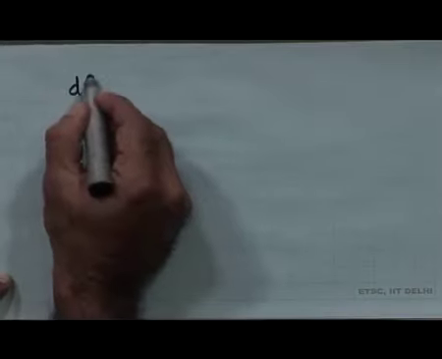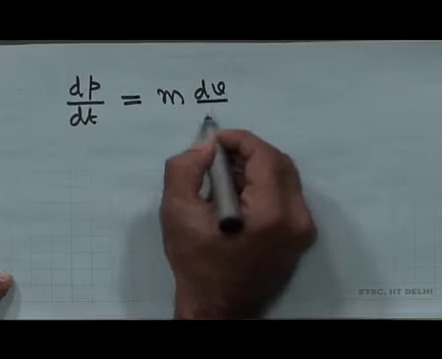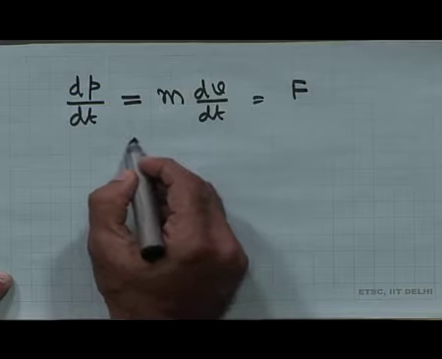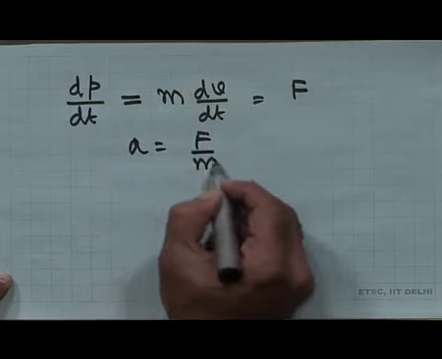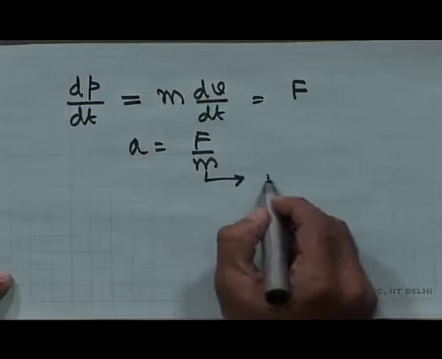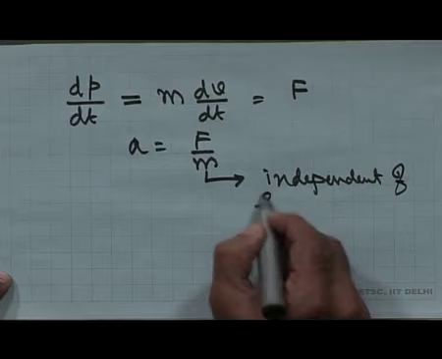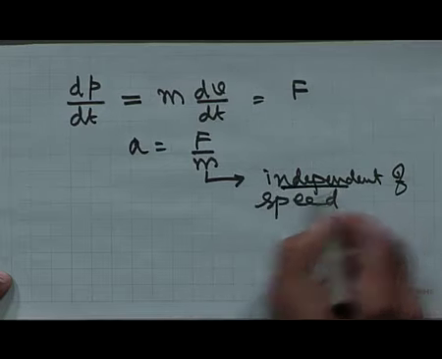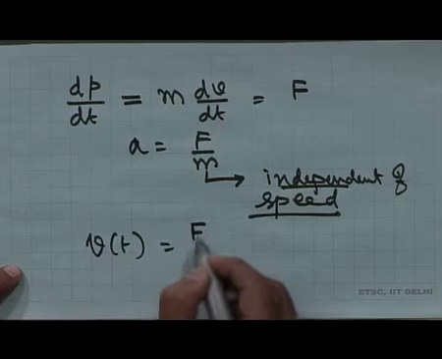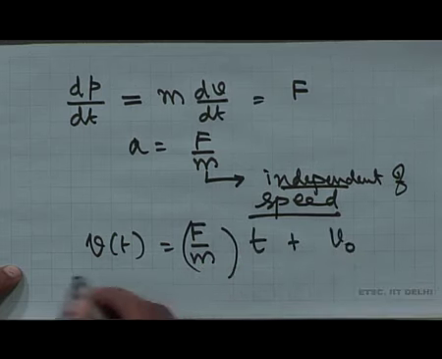So, what you do is to write dp by dt is equal to m dv by dt is equal to f. That is what you are writing. And then you write a is equal to f by m. And the most important thing is you take m to be independent of speed. Independent of speed, that is what you do, and therefore you will write v of t is equal to f by m into t plus some v naught.